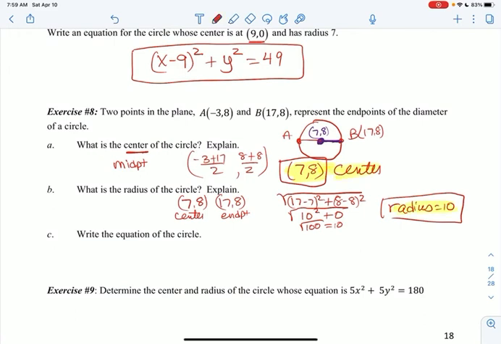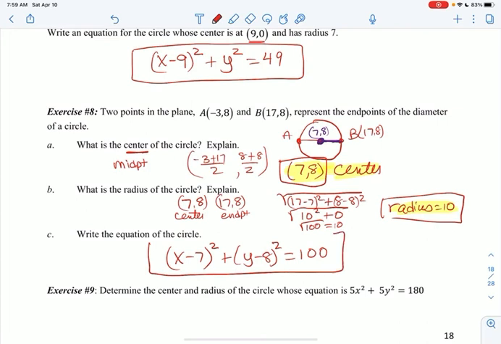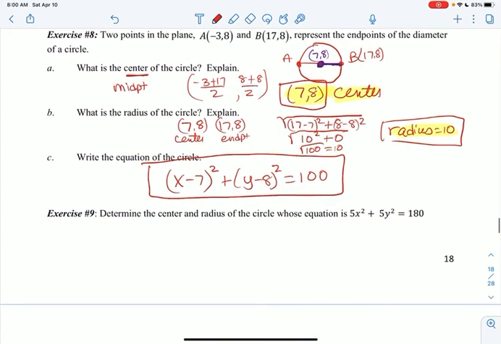Now I can write my equation of a circle. So the equation of a circle is going to be x minus 7. Remember, you're doing the opposite signs there. Squared plus y minus 8 squared equals the radius squared, and 10 squared is 100. Right? So that one definitely was a little bit more involved because I had to find the center and I have to find the radius.